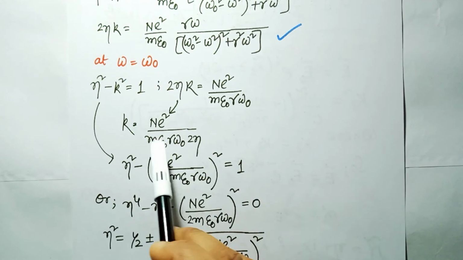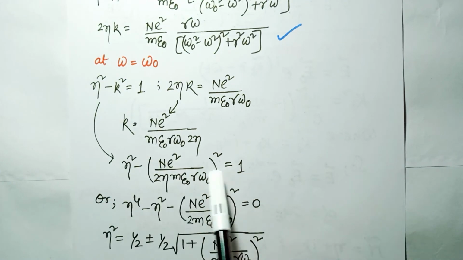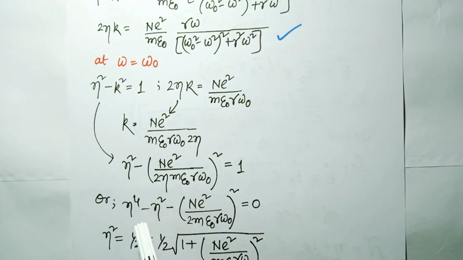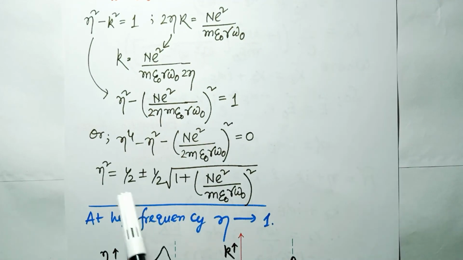Now I replace the value of kappa in this expression, so it becomes eta square minus of this quantity its whole square is equal to 1. So it becomes eta to the 4 minus eta square minus N square divided by twice m epsilon naught gamma omega naught its whole square is equal to 0. So from here I can get the value of eta. Eta square is equal to half plus minus half under root of 1 plus N square divided by m epsilon naught gamma omega naught its whole square.